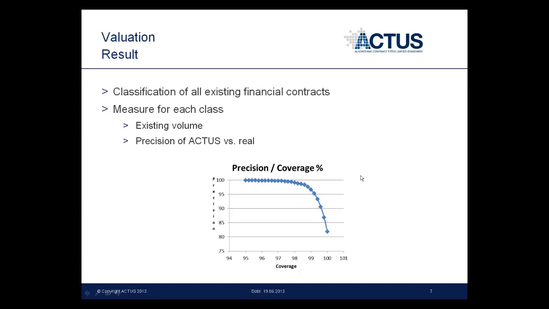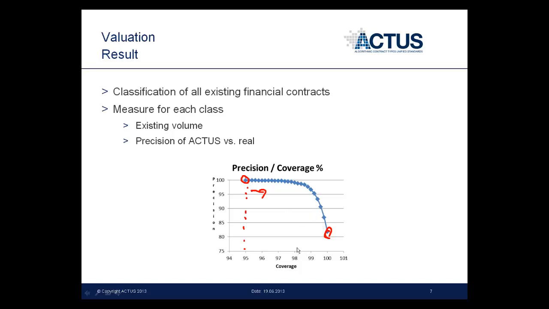We see here at this point that 95% of all financial contract can be covered with a nearly 100% precision. The further out we go, the precision drops. And the last percentage we might only reach with the 80% precision down here. Is this good? Is this bad? That depends on what we want.